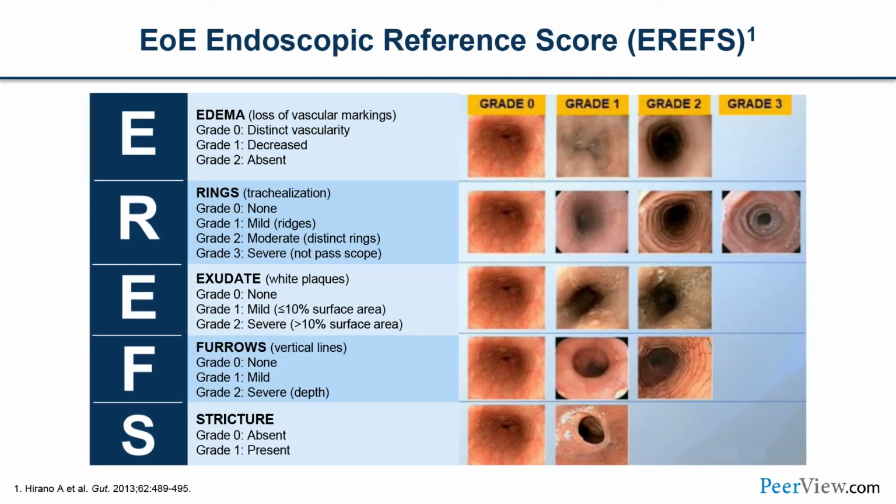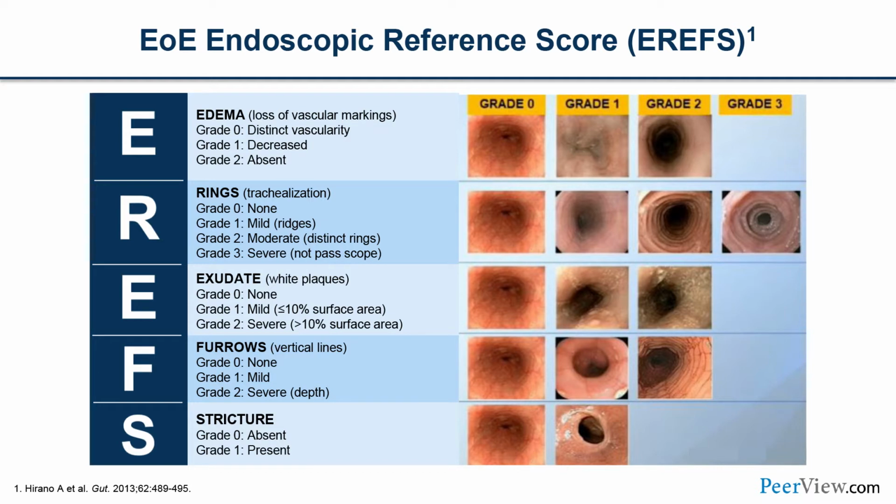Now, when you're doing this clinically, I strongly recommend you use the EoE endoscopic reference score to grade the endoscopic severity of the esophagus. This was developed by Ikuo Hirano and colleagues out of Northwestern, and the acronym not only stands for EoE endoscopic reference score, but they're very clever with their acronyms. It also stands for the 5 findings that you should look at, which is edema, rings, exudates, furrows, and strictures. The only confusing part is when I do this clinically, I add an X here, so there's not 2 E's that can get you confused.